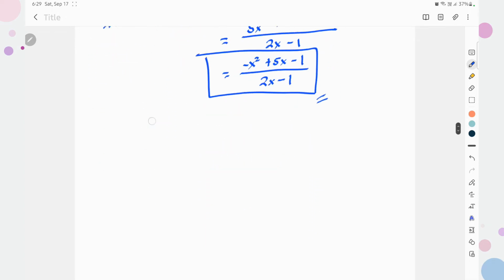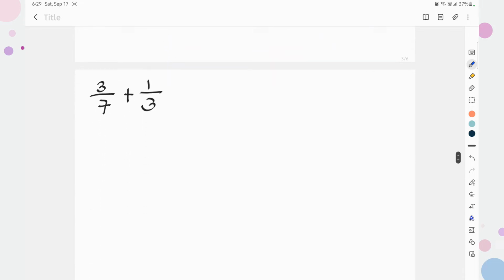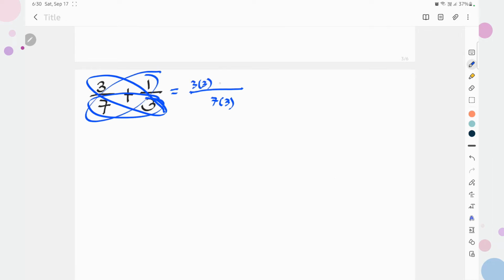Okay, I think we're good with that. So let's have another one. This is now an unlike denominator. So what will happen now? Let's do the butterfly. So 7 times 3. I'll put 7 times 3 here. Then 3 times 3. Then 7 times 1. So I have it there. So I have now 9 plus 7 over 21. So I have now 16 over 21.